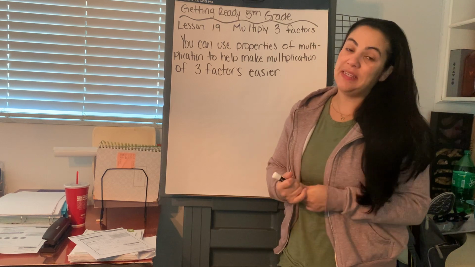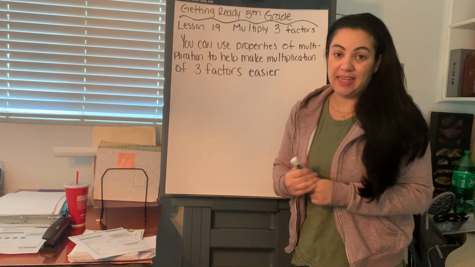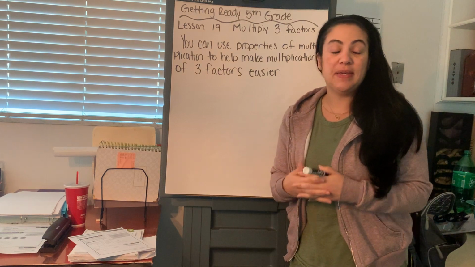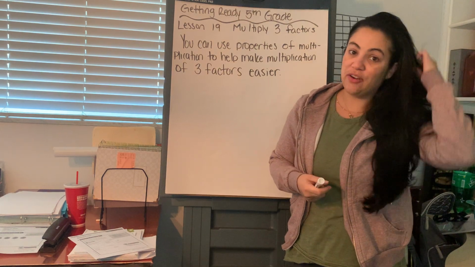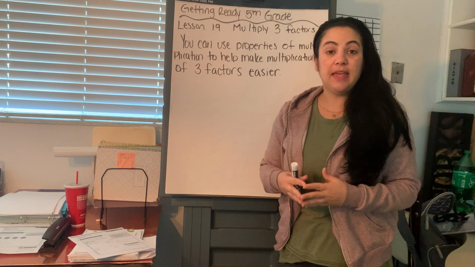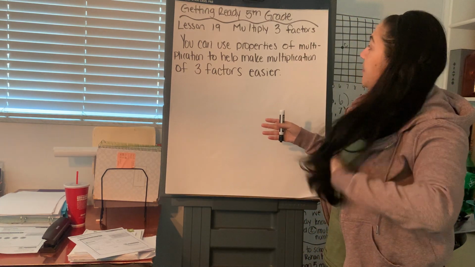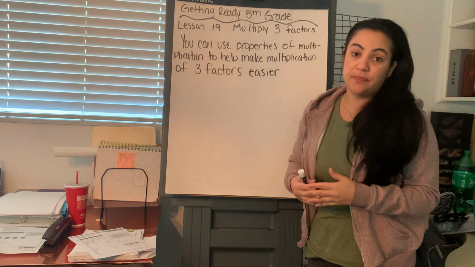Today, I know it seems strange that we're skipping lesson 18, but I grouped lesson 18 and 20 together because they're extremely similar and they're on the same topic. So we're skipping 18 and we're going to 19. And 19, for getting ready for 5th grade, is multiplying 3 factors.